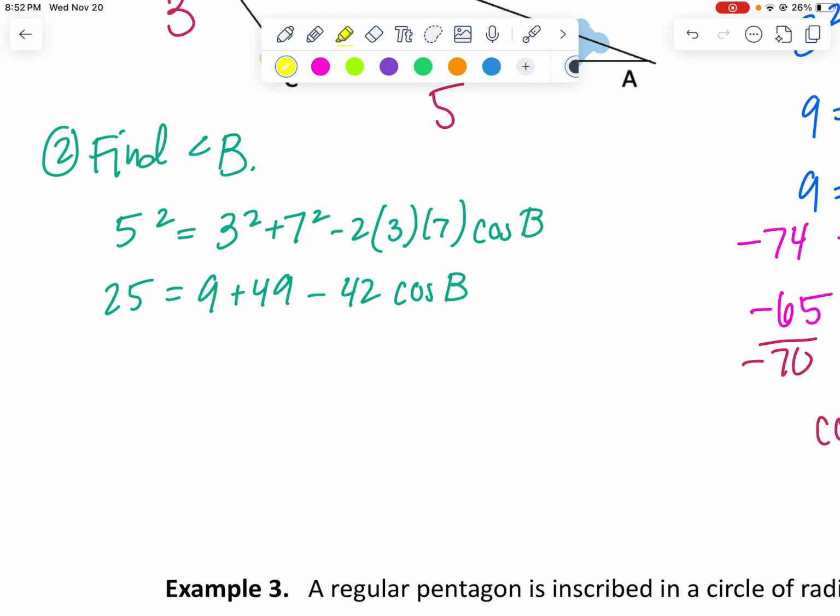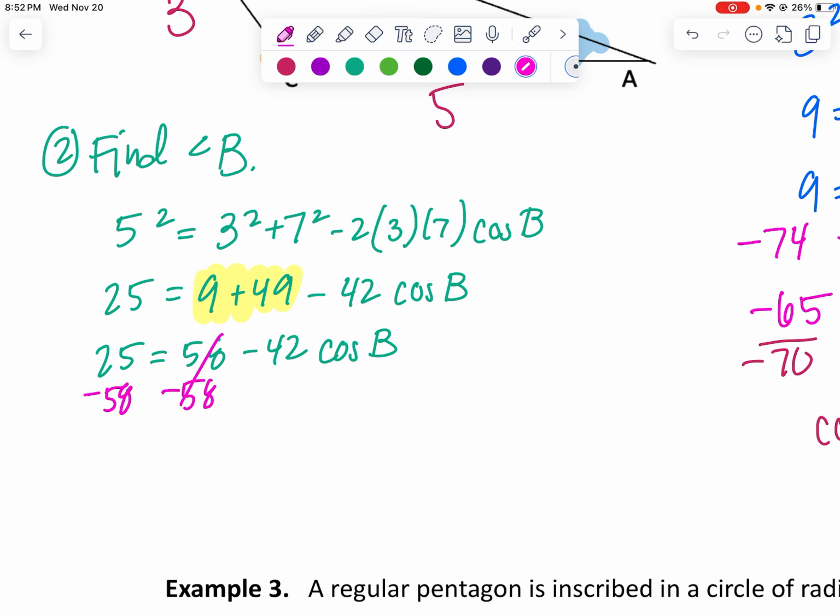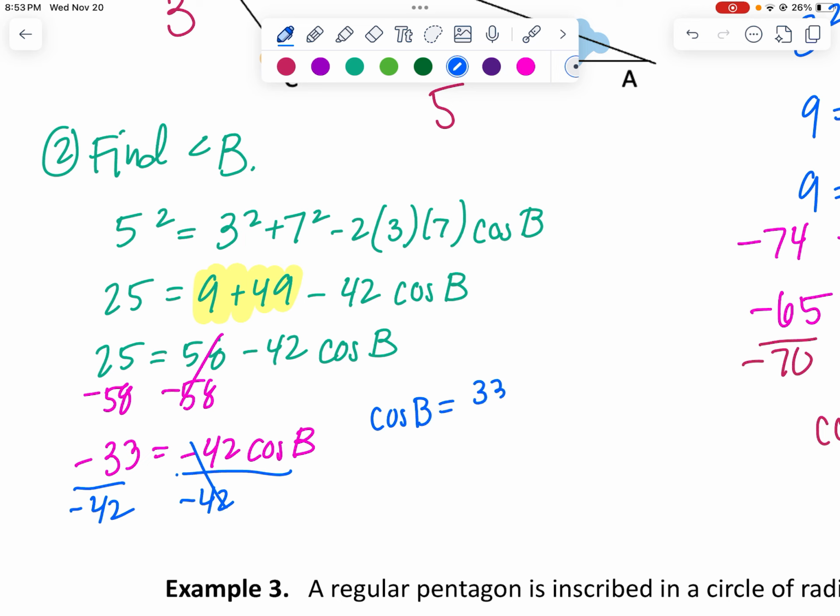Same exact thing, I can combine 49 plus 9, so I get 25 is equal to 58 minus 42 times the cosine of B. I'm going to subtract 58 from both sides. So I get negative 33 is equal to negative 42 cosine of B. I'm going to divide both sides by negative 42. So I get cosine of B is equal to 33 over 42. Same exact thing, I'm going to find angle B and use that inverse function of cosine.